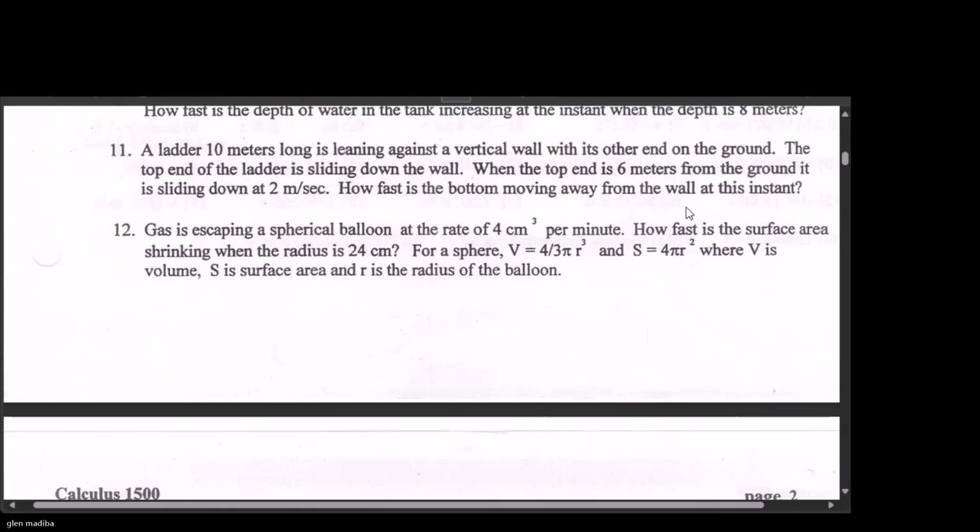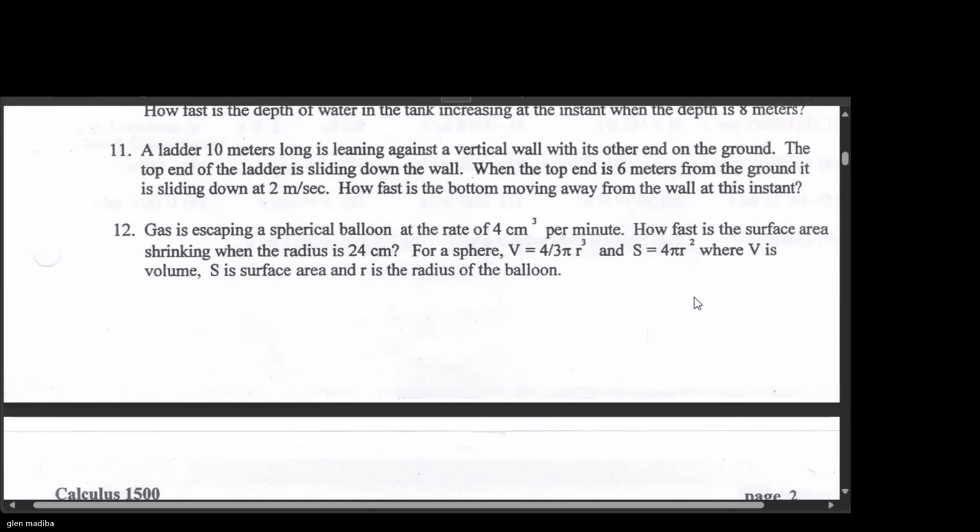Just to explain, because I don't know if I mentioned the minus in the previous steps when I was explaining the derivative of volume: we say it's minus because the balloon is losing air. So that 4 centimeters cubed per minute is going to be negative because it's coming out of the balloon.